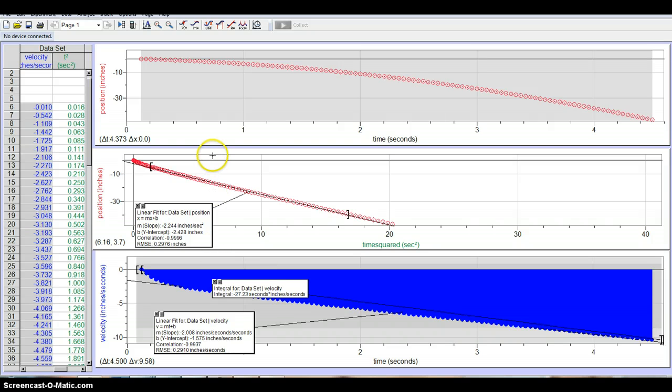The displacement is how far the object traveled position-wise. So it's saying it went back 27.25 inches, and it started, based off our first equation, at negative 2.4 inches. So then the final position would be around negative 30 inches.